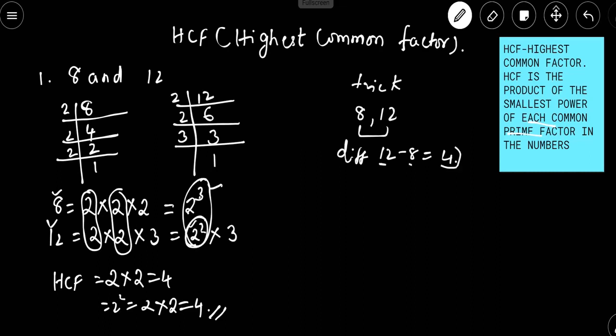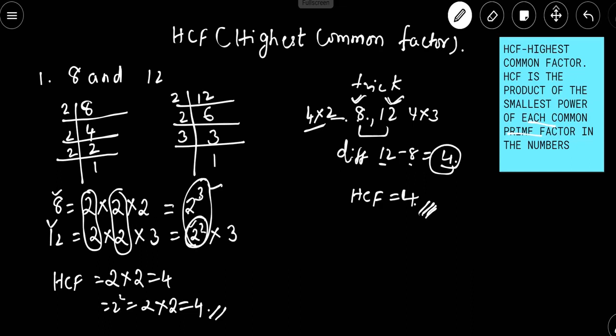Now what you have to see is whether this 4 is a multiple of 8 or not. Yes, it is a multiple of 8: 4 into 2 is 8. And 4 into 3 is 12. So 4 is a multiple of 8 and also of 12. So we can say the HCF is equal to, sorry, 4. This is the easiest trick to calculate the HCF.